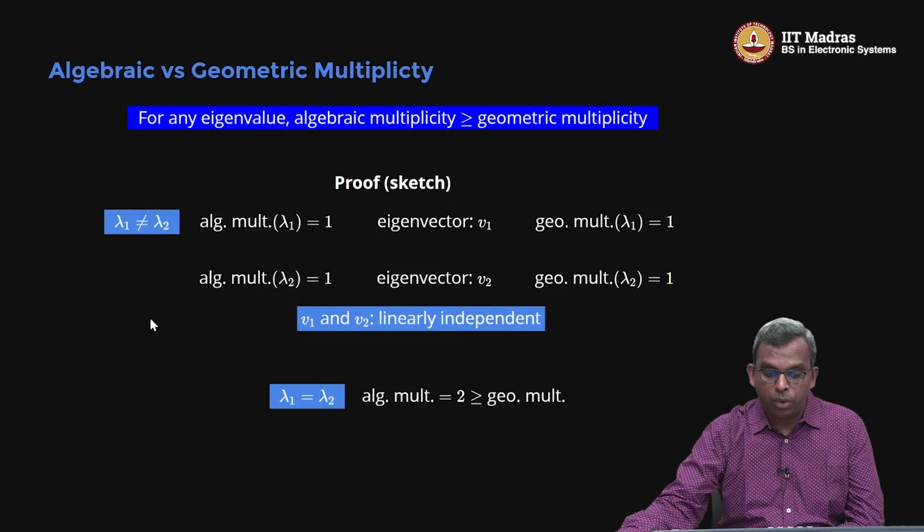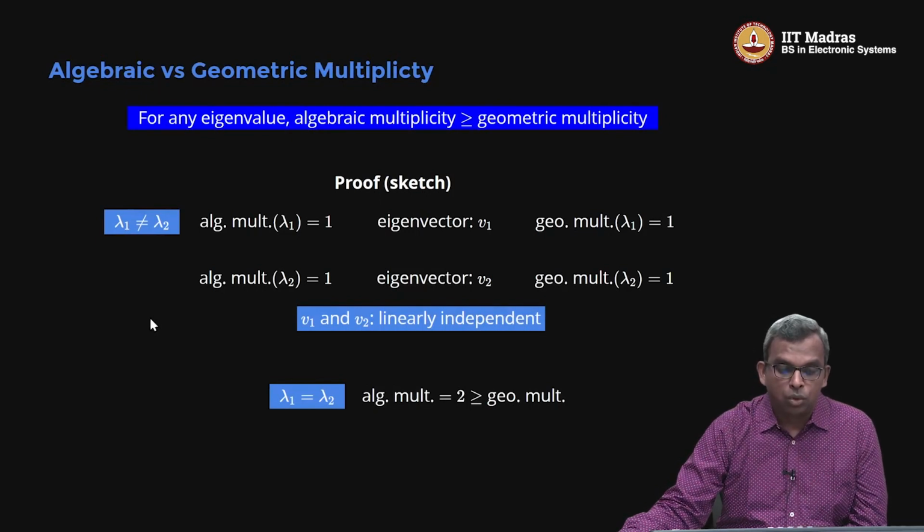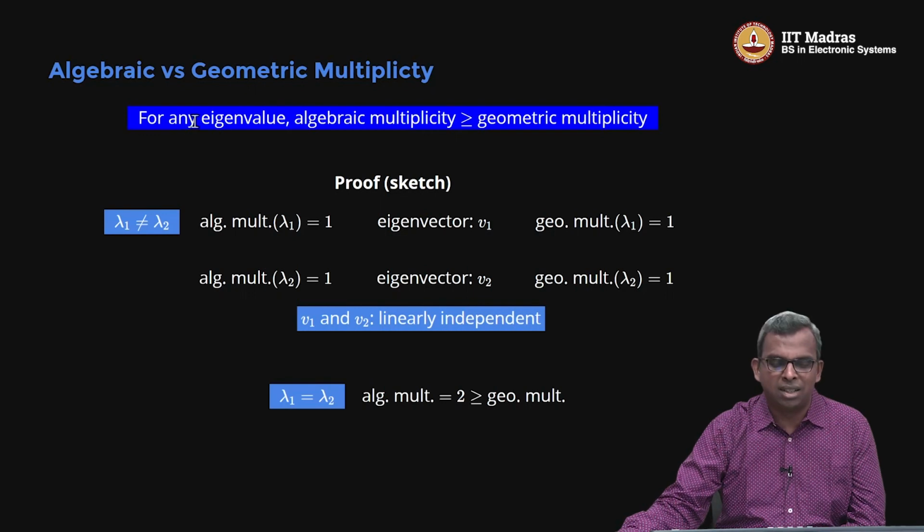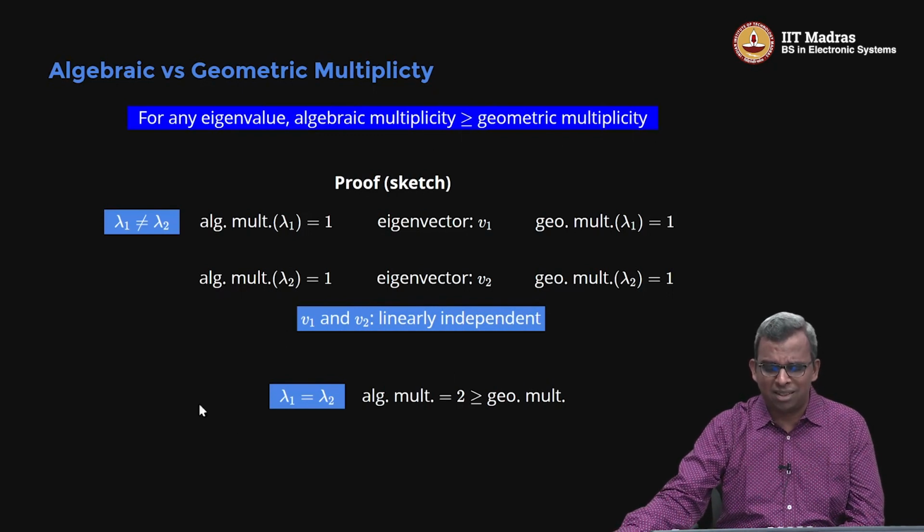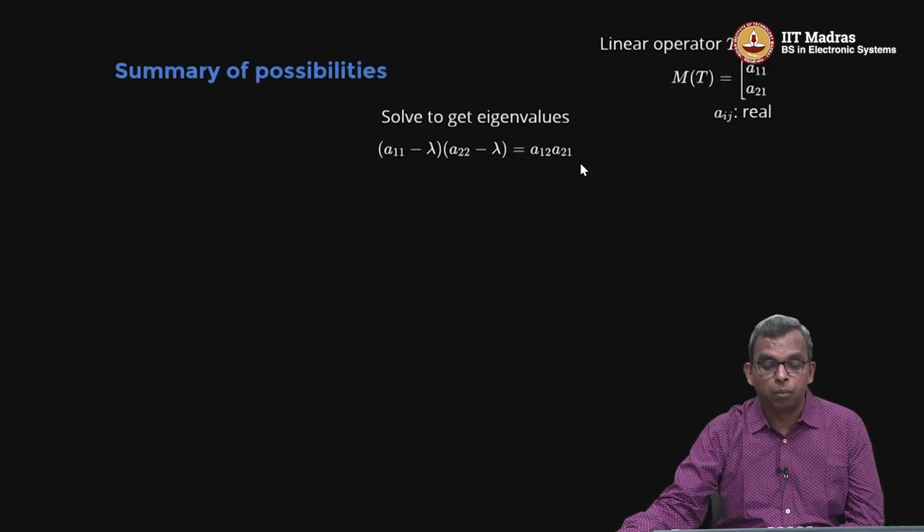So, how do you compare geometric multiplicity and algebraic multiplicity? From the previous examples, we saw very clearly that for any eigenvalue, algebraic multiplicity is greater than or equal to geometric multiplicity. There is a proof sketch here, and it is very, very simple. You can see that in every single case, algebraic multiplicity is greater than or equal to geometric multiplicity. So, this is a good fact to remember.